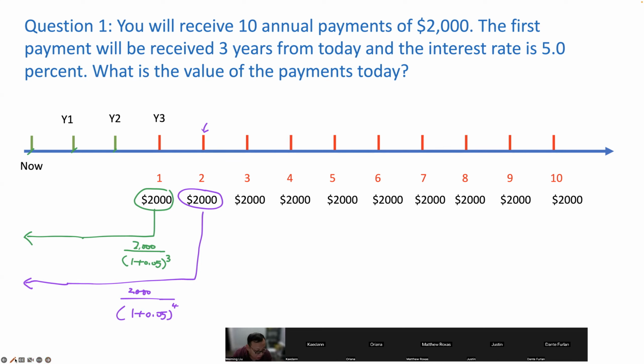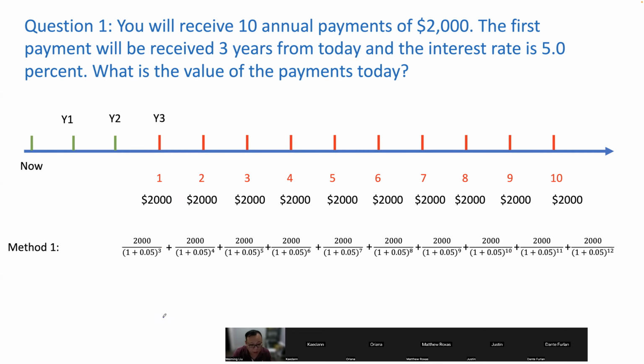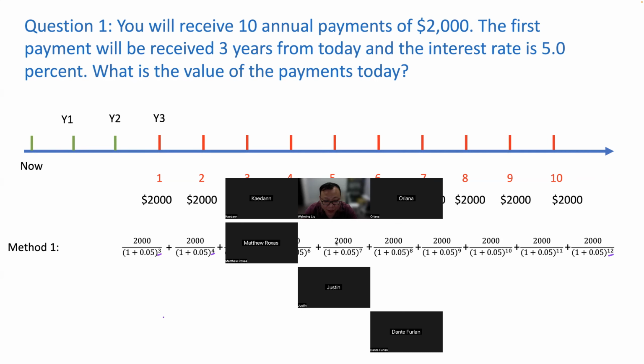I'm going to show you what it looked like. So this is what it looked like. The first cash flow is discounted by 3 years. The second is discounted by 4, and then you keep going. The last one, the 10th payment, is discounted by 12 years. When you add them up, that will be your present value. Now let's see, does this make sense? 1, 2, 3. So far, what I'm doing makes sense. Yeah, very good, awesome.